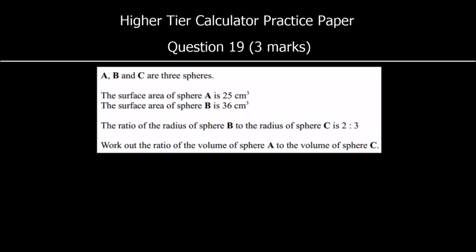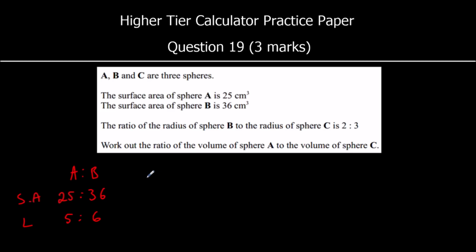So A, B, and C are three spheres. We've got the surface areas this time, 25 to 36. So A to B for surface area is 25 to 36. For lengths, we've got B to C as 2 to 3. And we want the ratio of the volumes. So for length, we have to square root the area scale factor. So that would be 5 to 6. So the ratio of the radiuses, A to B, is 5 to 6.